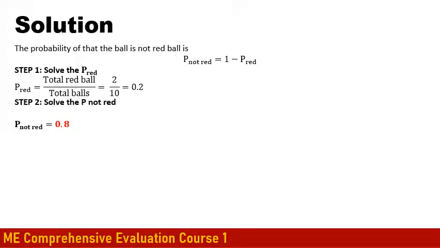So, the probability that we would not get a red ball will be the complement, which is 1 minus 0.2. That is why the probability that the ball is not red is equal to 0.8, or there is an 80% chance that the ball that we will get from that urn is not a red ball.